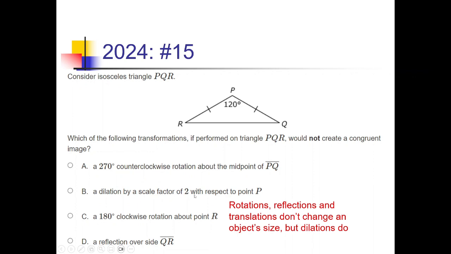The only choice with the dilation is choice B, and it's a scale factor of 2, which is important. If it was a scale factor of 1, we would actually just be keeping the image the same. But since it's 2, we're multiplying all the dimensions by 2. That changes the size, so this would not give us a congruent image. So choice B.